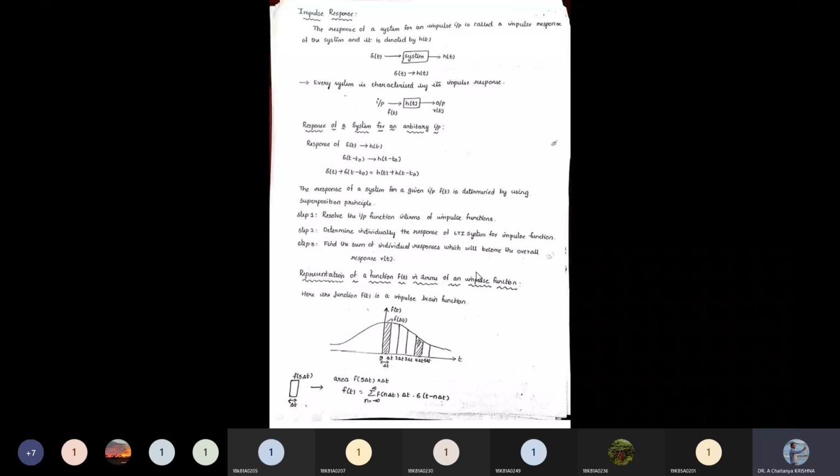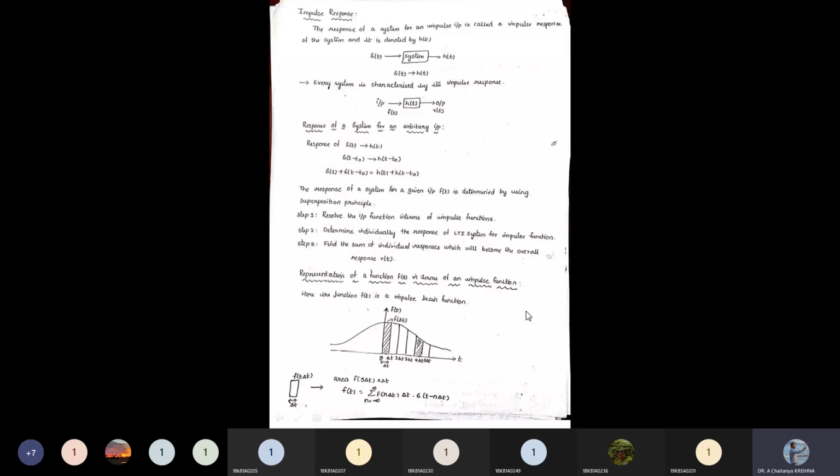First, any input signal we have to convert in terms of impulse functions. Whatever functions are there, we find the individual responses of the functions and add them. We have a simple example of this: here is the representation of any function f of t in terms of impulse function.